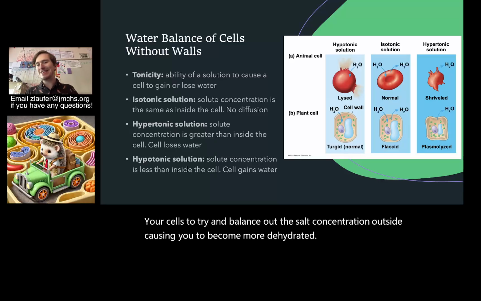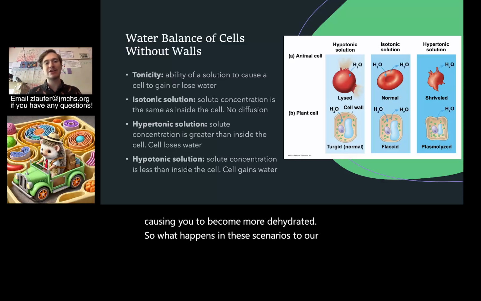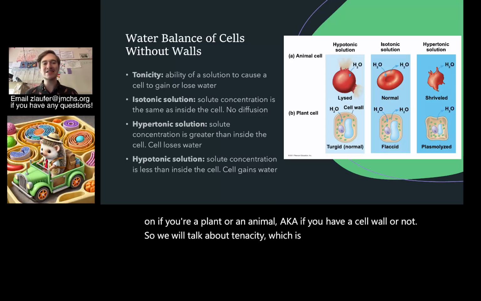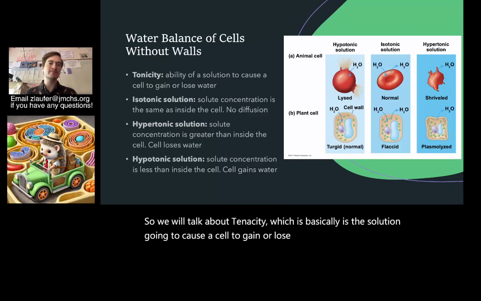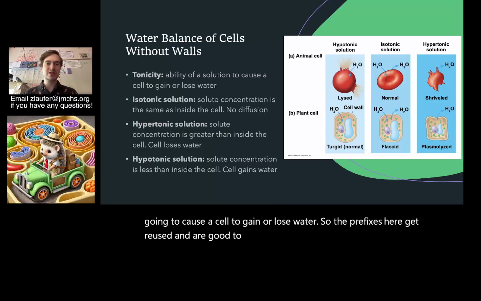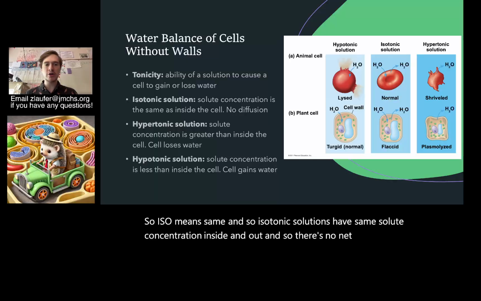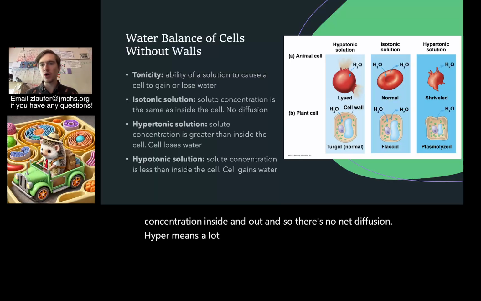So what happens in these scenarios to our cells? It does depend on if you're a plant or an animal, aka if you have a cell wall or not. So we will talk about tonicity, which is basically, is this solution going to cause a cell to gain or lose water? The prefixes here get reused and are good to know. So iso means same, and so isotonic solutions have the same solute concentration inside and out, and so there's no net diffusion.